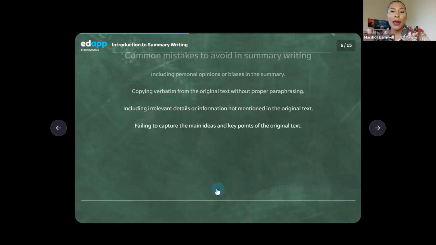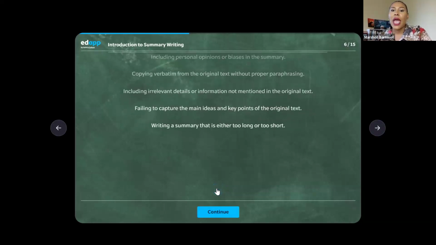So make sure you capture the key points and the main ideas of the original text, and make sure that it is 1/4 the length. If it goes over 1/4 the length of the original piece that you have read, then you have included too much irrelevant details.